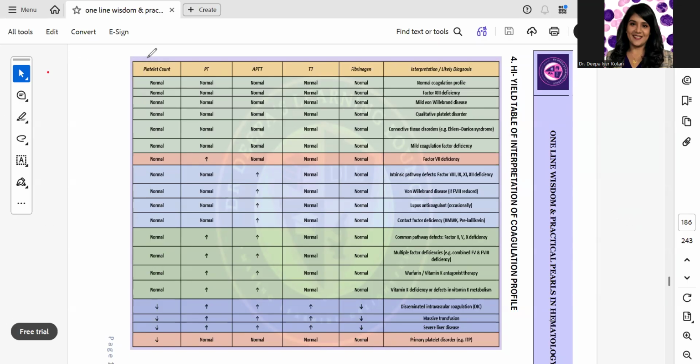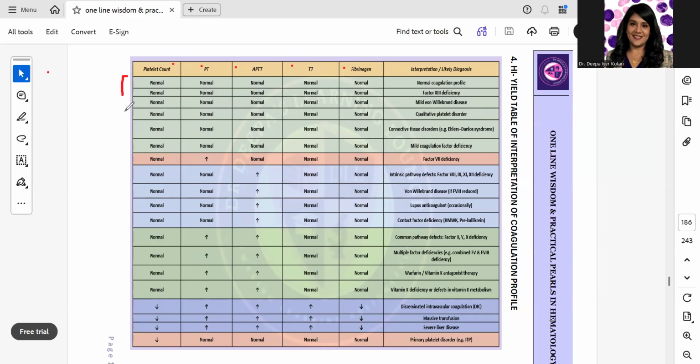As you know, for any patient who has some bleeding disorder or some petechiae or any other signs of bleeding disorder, or is having a problem with the coagulation pathway, you would want to advise the patient these 5 basic tests, which are platelet count, PT, APTT, TT, and fibrinogen. And what is the likely interpretation you're going to think about on the basis of the results of these 5 basic tests, and then you would branch to further evaluations as and when required.